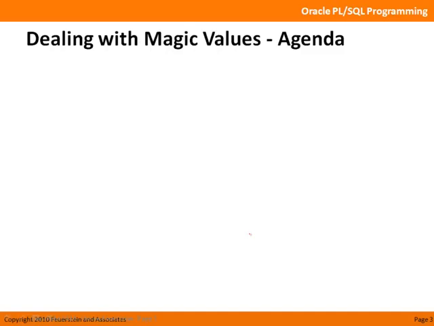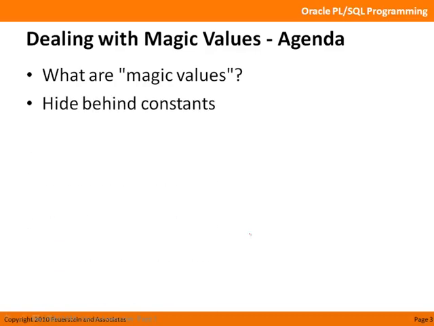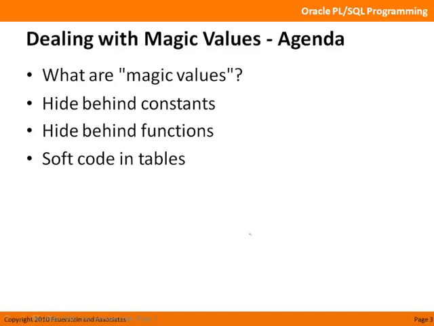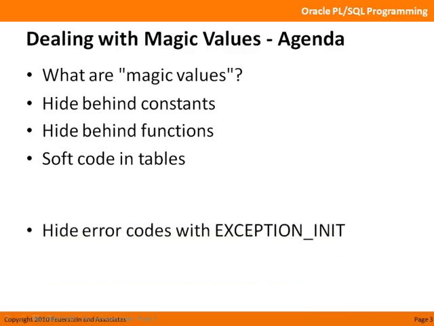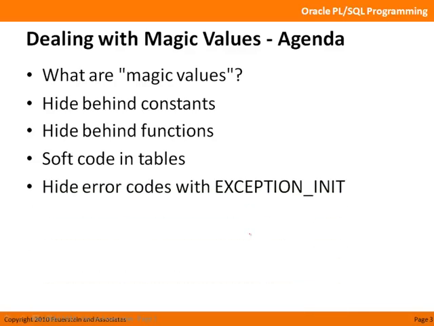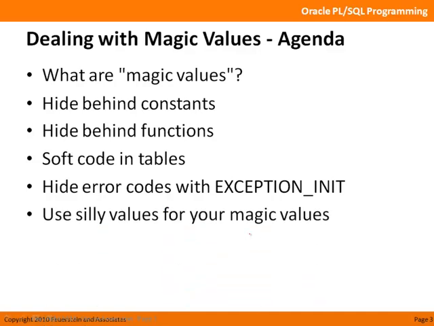Dealing with magic values. Here's the agenda. I'll just do a quick review of what a magic value is. Then I'll talk about hiding magic values behind constants, hiding them behind functions, and we'll look at the differences between those two, the trade-offs. Then we'll take a look at soft coding these values into tables, the most dynamic approach of all. I'll touch on how you should hide error codes with the exception init pragma. And a little interesting idea for using silly values for your magic values. And that'll be it.